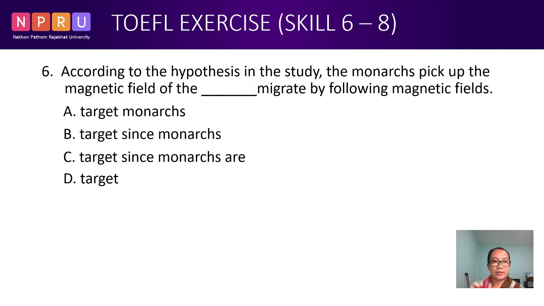Item number 6: According to the hypothesis in the study, the monarchs pick up the magnetic field of the blank migrate by following magnetic fields. A, target monarchs. B, target since monarchs. C, target since monarchs are. D, target.